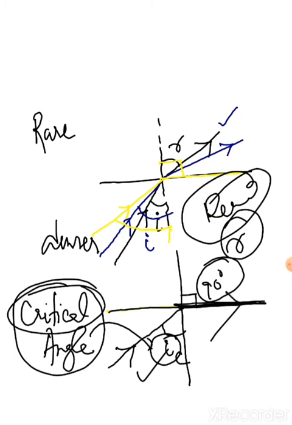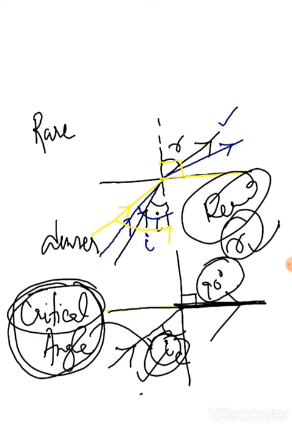See, it's very simple, very logical, very easy to understand. So let me repeat it again. Critical angle is the angle of incidence in the denser medium for which the angle of refraction in the rarer medium is 90 degree.